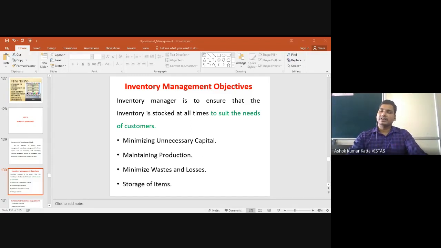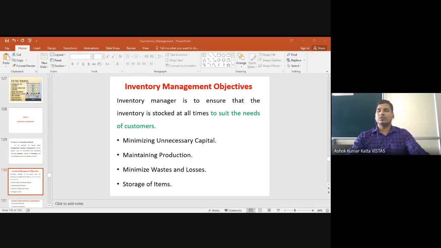We are spending a huge amount on inventory. If the inventory is not in use, then ultimately it is a waste of your money, the capital of the organization. So, being an inventory manager, you should know how to make optimum utilization of the inventory. It should not be wasted and it should not be lost.